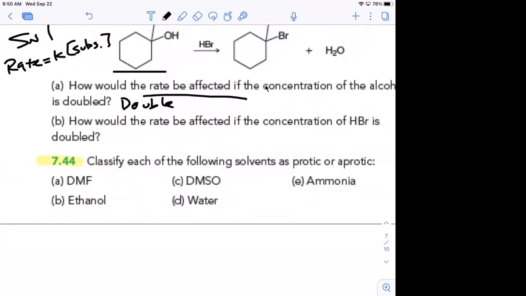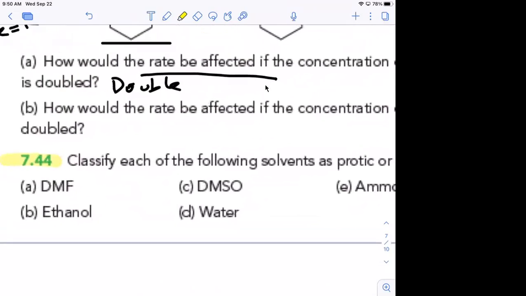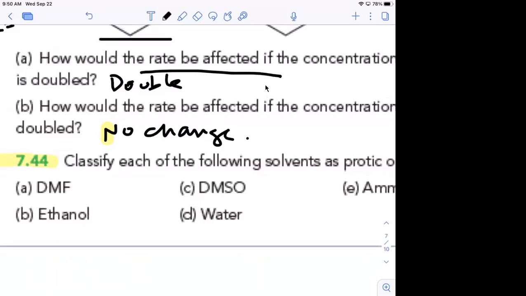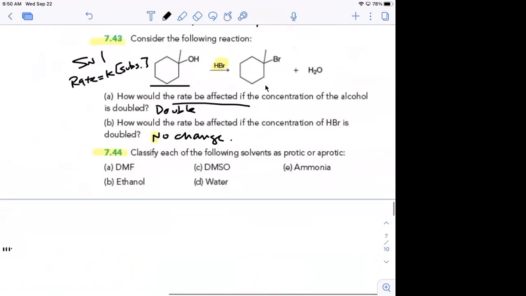What about B? What about doubling the concentration of HBr? No, it would stay the same. The rate would not change. Very good. Right, no change in the rate in that case, because HBr is not involved in the rate determining step. If it were, this wouldn't be unimolecular, it would be bimolecular, right?